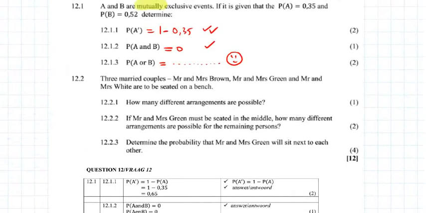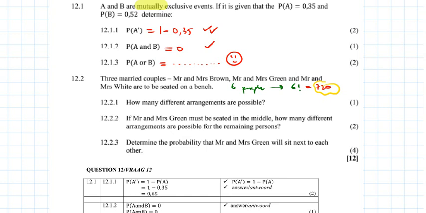Okay, now how many people are there? There are 6 people. Without any restriction, 6 people have 6 factorial arrangements. So that first answer is 720. There's no restriction. We don't want the couples next to each other, nothing. So if Mr. and Mrs. Green must be seated in the middle, how many different arrangements are possible for the remaining persons?